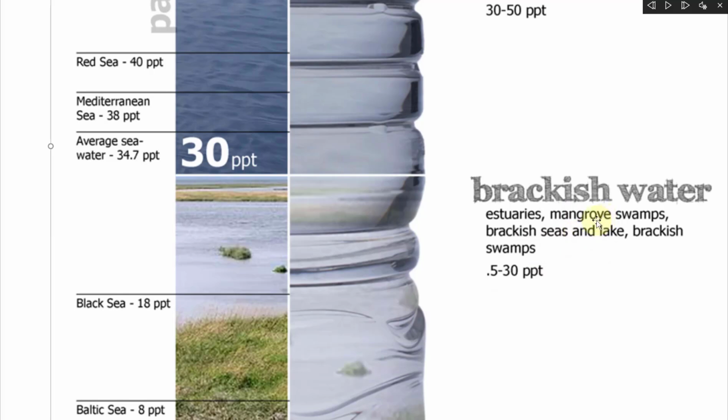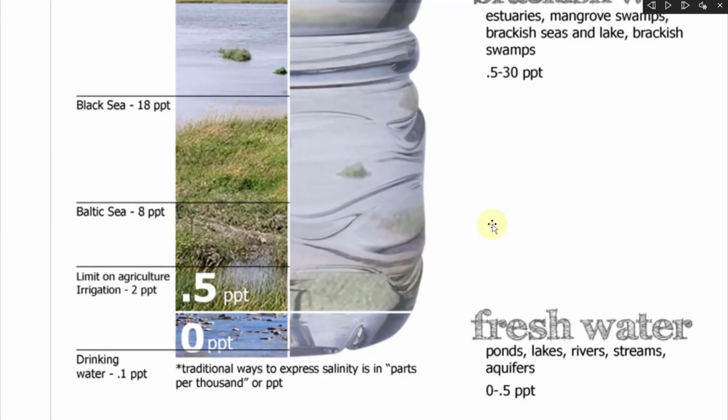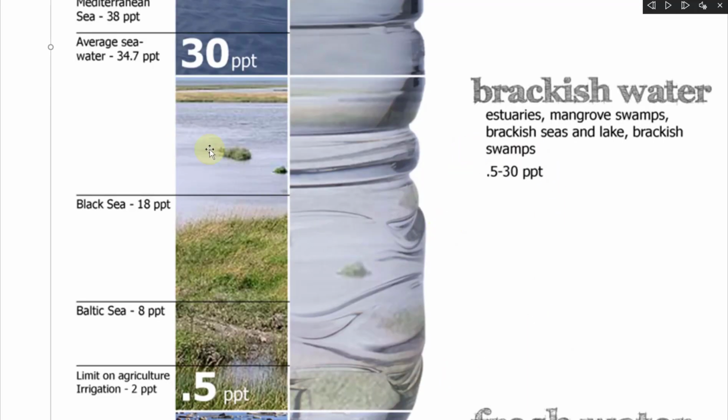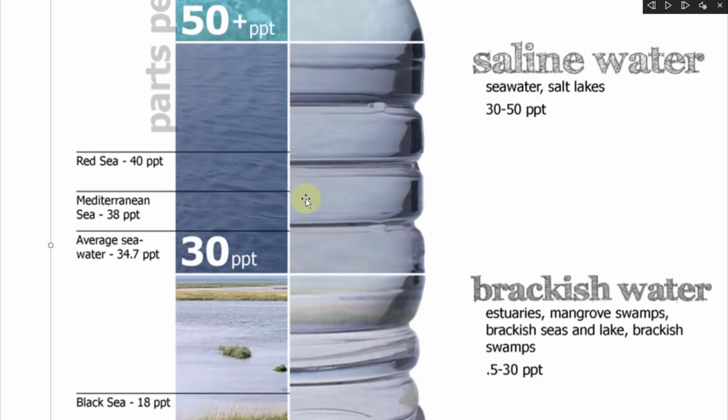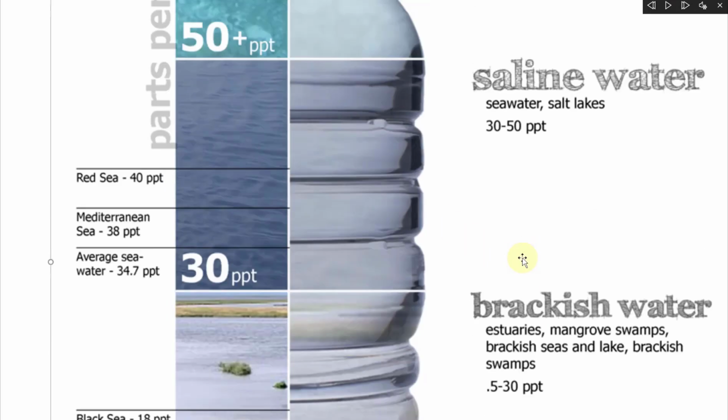And then brackish water. This is estuaries, mangrove swamps, brackish seas, and lake and brackish swamp. This is 0.5 to 30 parts per thousand. So average seawater is 34.7 parts per thousand, and just below the seawater you get this brackish water. It's just after freshwater, and then it's not seawater. So it's not seawater, and it's not freshwater. It's in between.